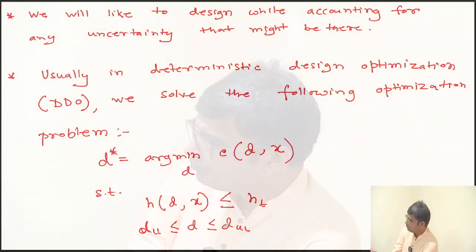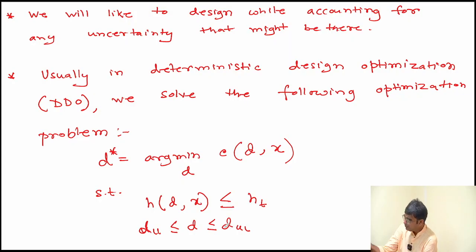Otherwise that constraint is not valid, because what will happen is that even without that constraint, you will start getting the same results. So that constraint being there or not being there does not matter.